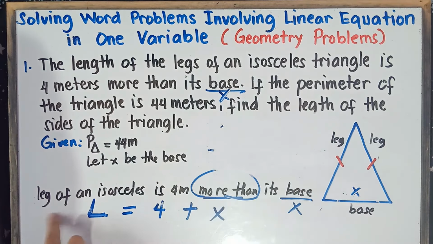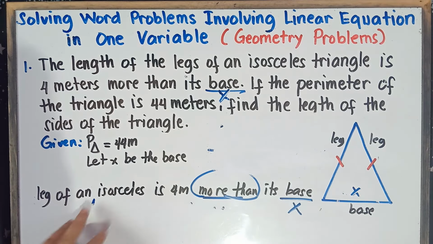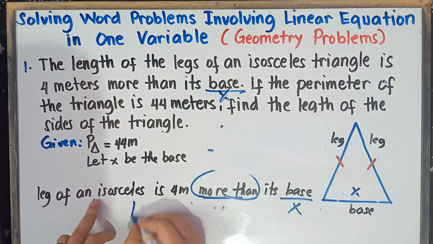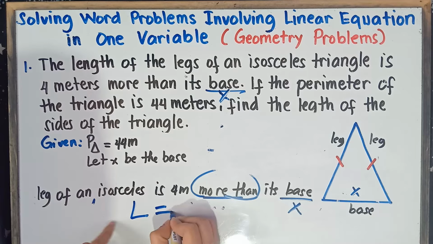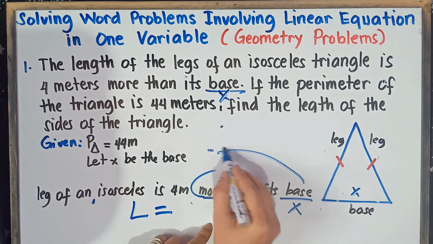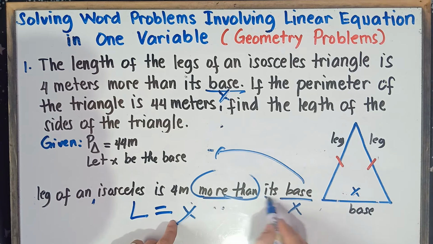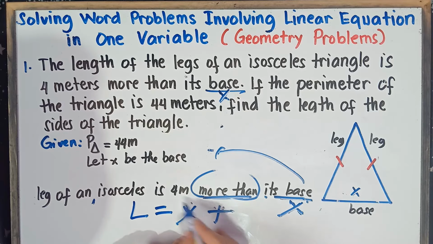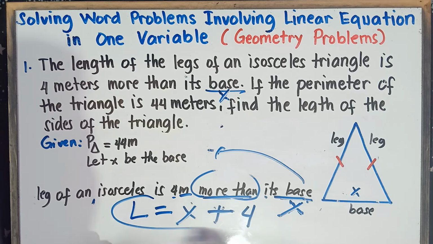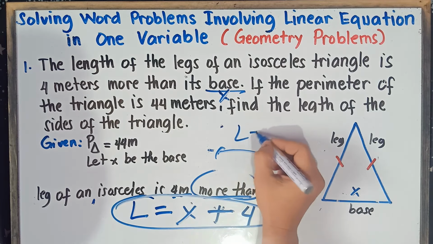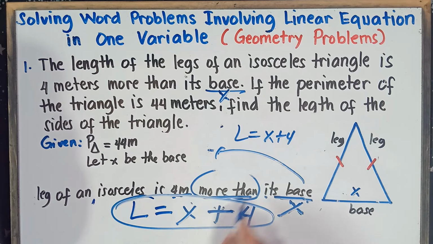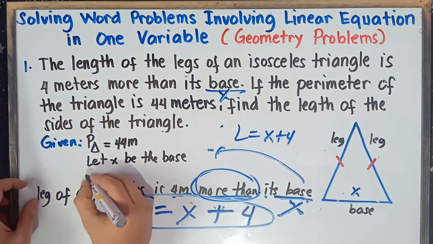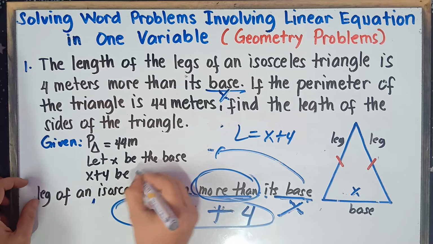So once again, the isosceles triangle has a perimeter of 44. The leg of the isosceles triangle, L, is equal to, so its base comes first. So x comes first. Its base, once again, class, we let x be the base. The leg is 4 meters more than the base, so x plus 4. I will just write 4 and ignore the units first. So the leg is equal to x plus 4. It should be x plus 4, class, because you have the words more than. You should do it reverse. So x plus 4 be the leg.